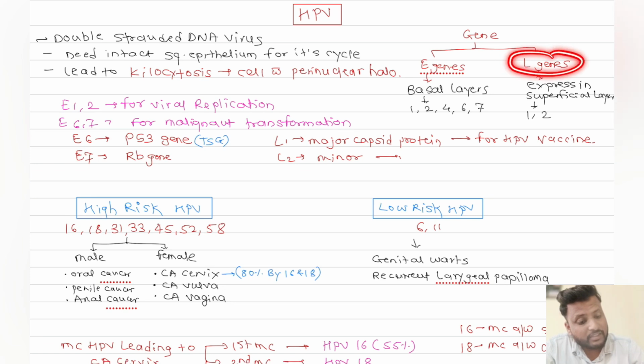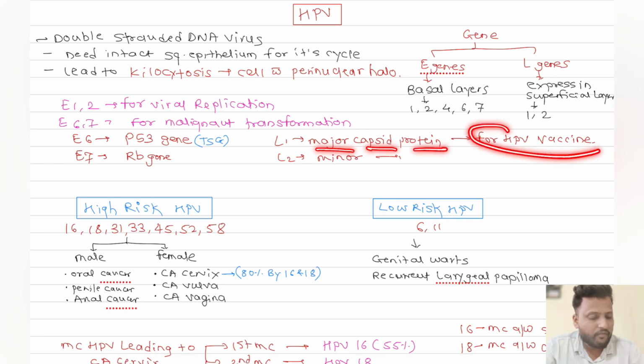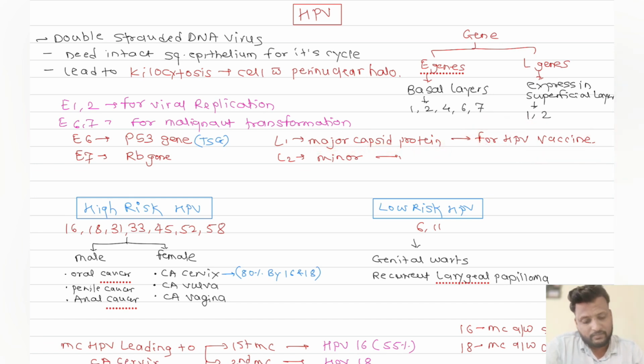Now what is the function of the late genes, that is L1 and L2? This L1, which is a major capsid protein, helps for the HPV vaccine, and this L2 has no role, it is a minor capsid protein. So this is about the HPV and their genes.